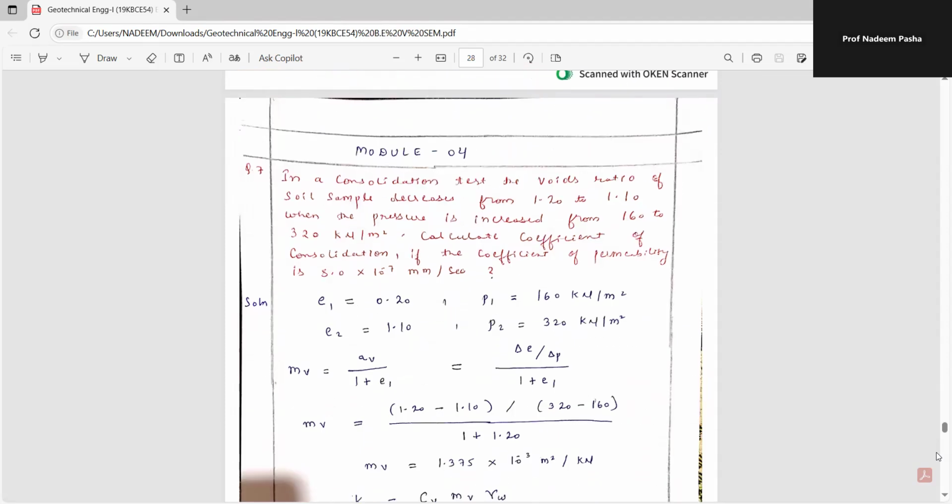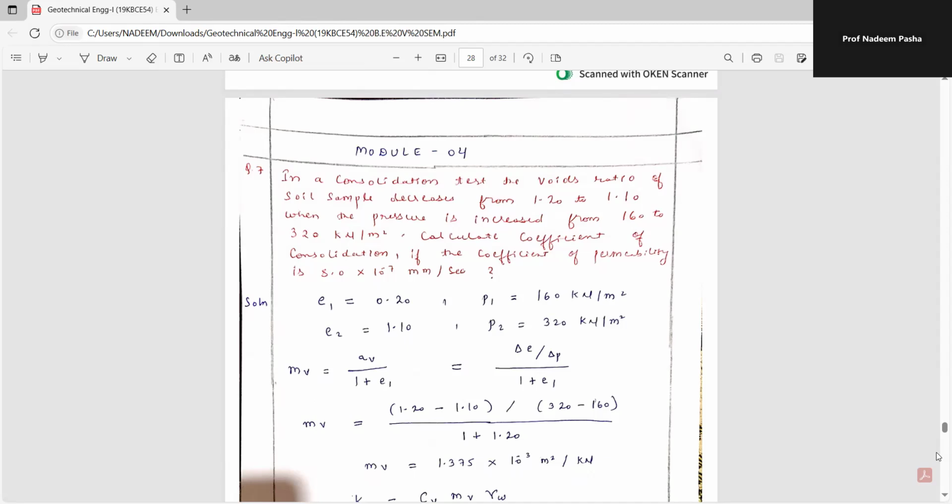So the next problem is: in a consolidation test, the voids ratio of the soil sample decreases from 1.2 to 1.1 when the pressure is increased from 160 to 320 kilonewton per meter square. Calculate the coefficient of consolidation. Given the coefficient of permeability is 8 into 10 raised to minus 7 mm per second.